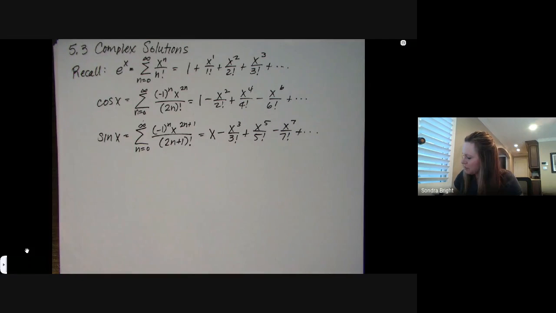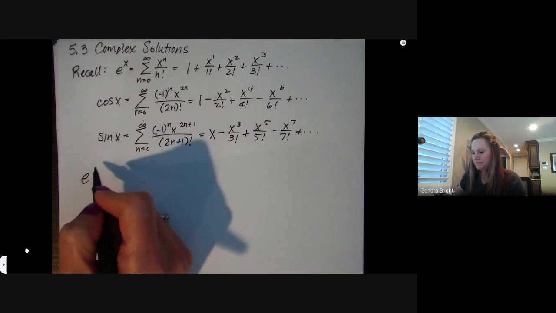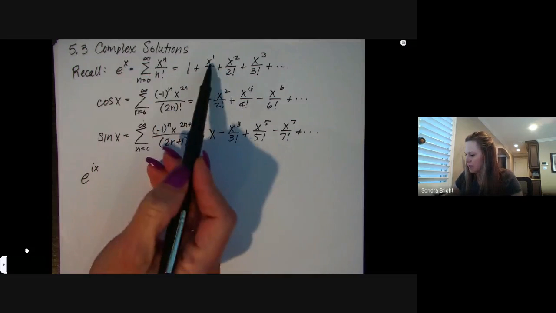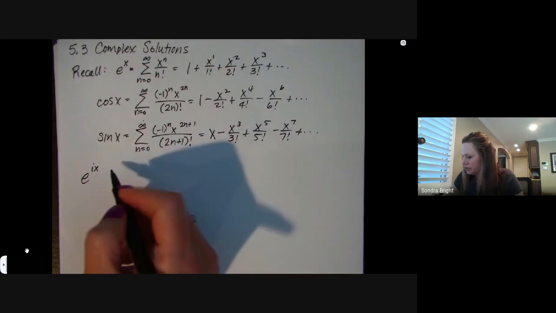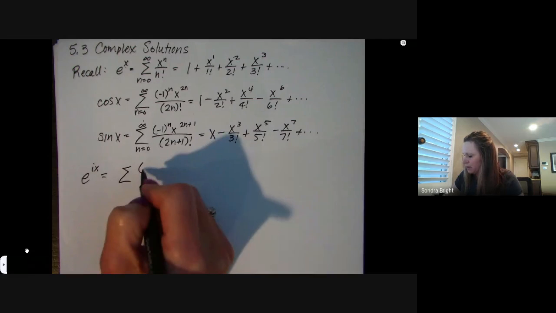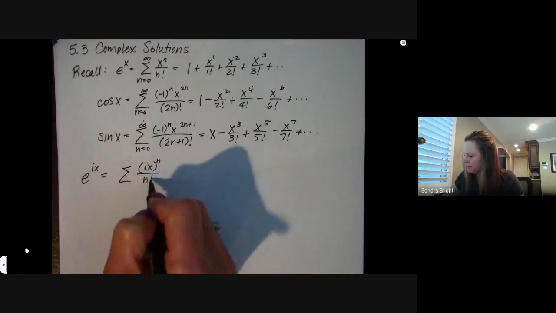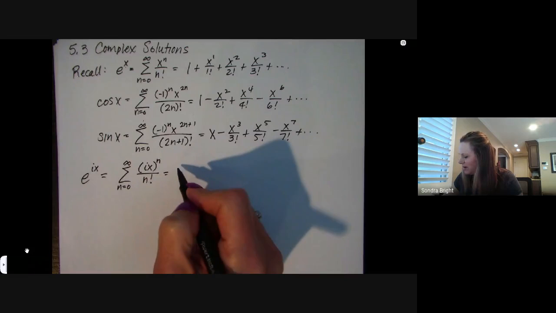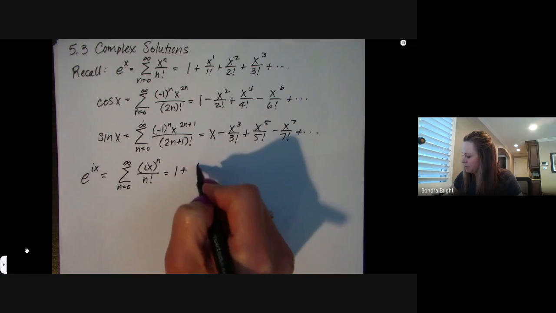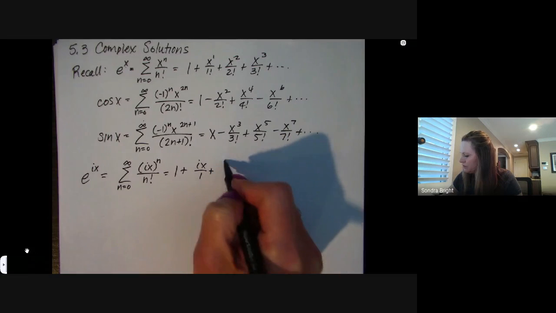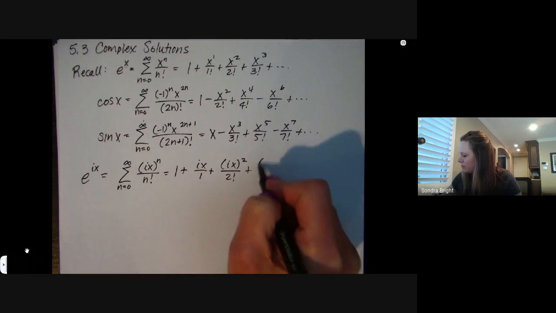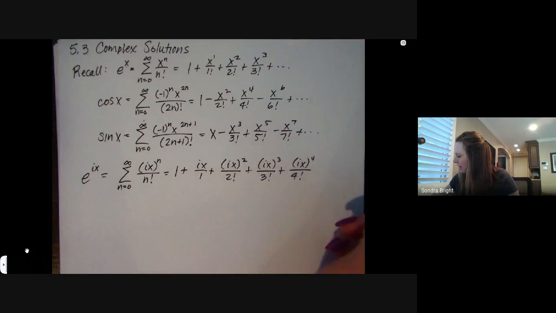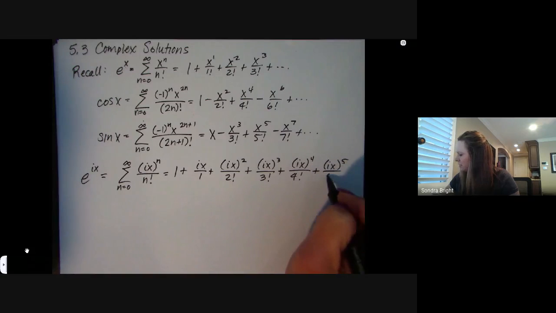And let's see what happens when I have e to the ix. All right, so that means I'm plugging an ix into x in this guy. You can write it with sigma notation too. So now ix is what's being plugged into x to the power of n over n factorial, going from n equals 0 to infinity. Okay, so that becomes a 1 plus an ix over 1 plus an ix quantity squared over 2 factorial plus an ix quantity cubed over 3 factorial plus an ix to the 4th over 4 factorial. Let's do one more. Plus an ix to the 5th over 5 factorial, and obviously it keeps on going.